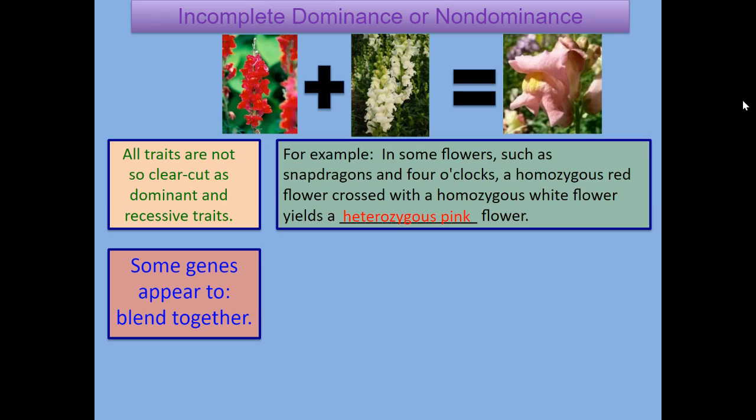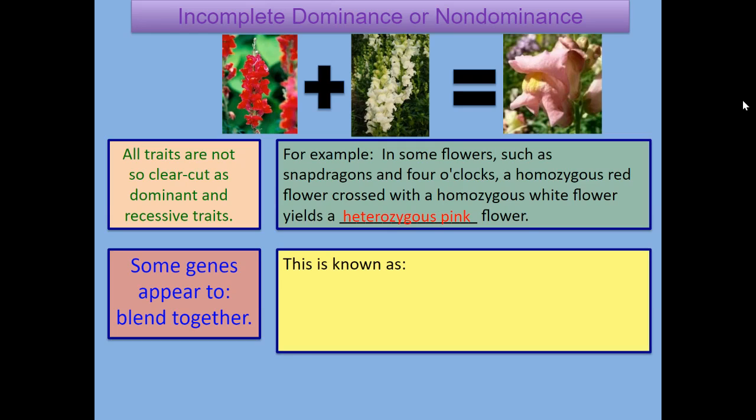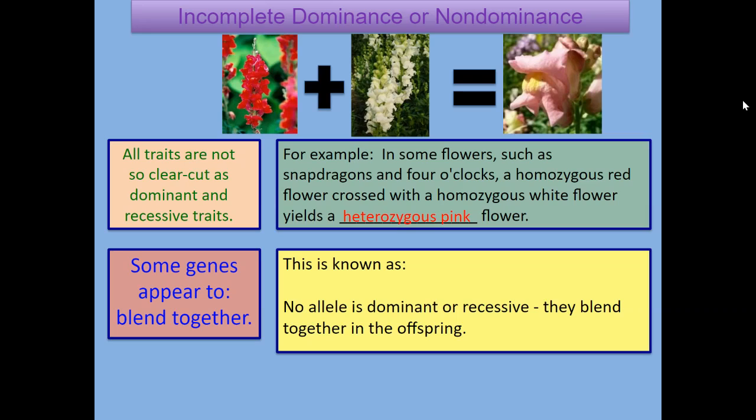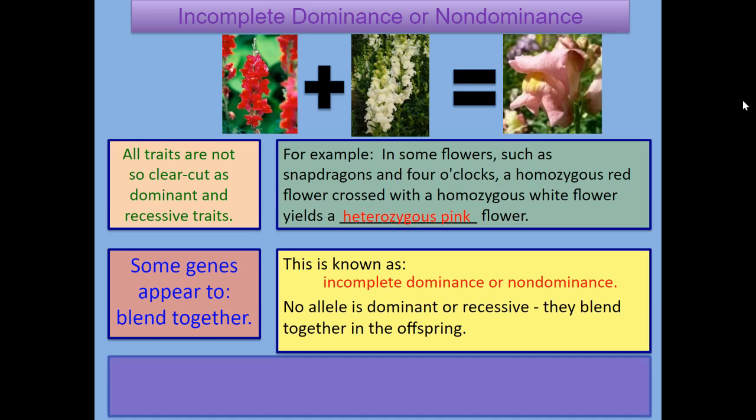And that pink flower there is going to be heterozygous in its genotype. Now, we can call this incomplete or non-dominance, and the reason is because no allele is dominant or recessive. When they're placed together in the heterozygote, they actually blend, and that's what we see as the phenotype, the blend between the two alleles.